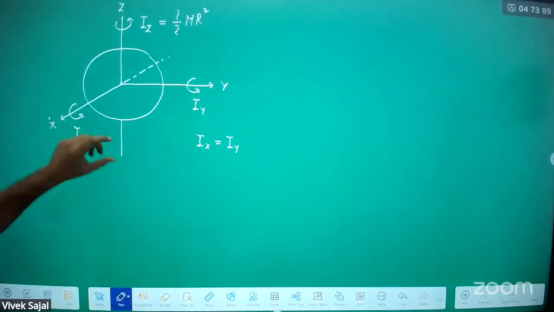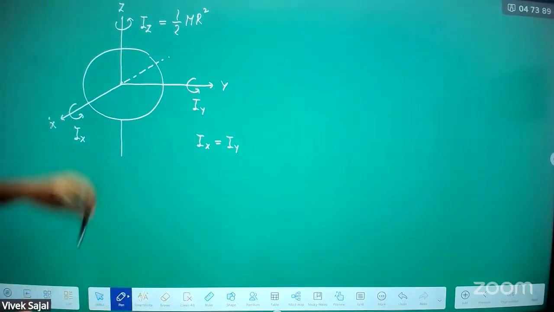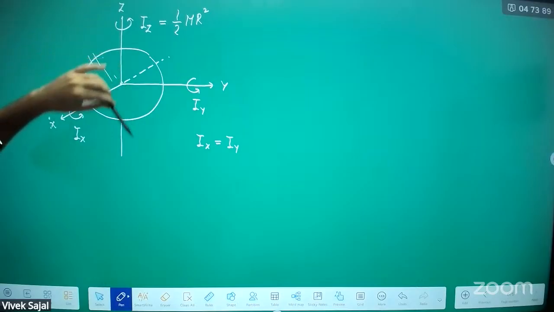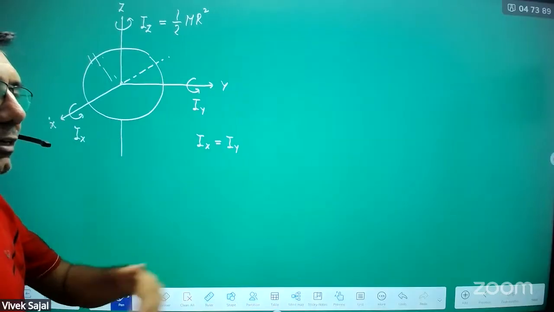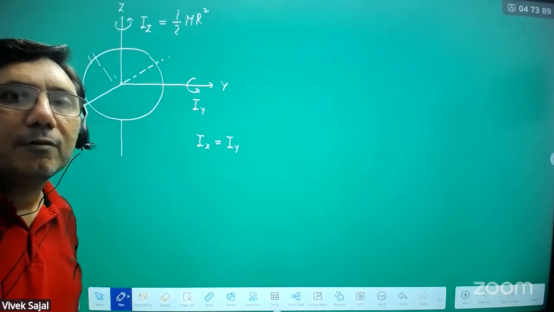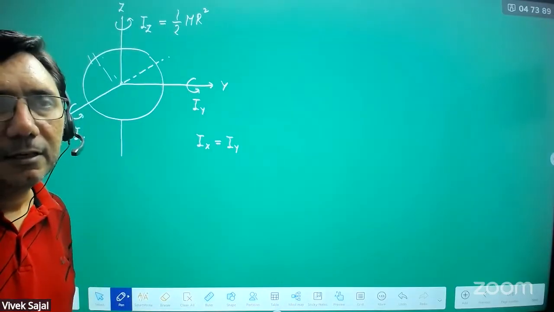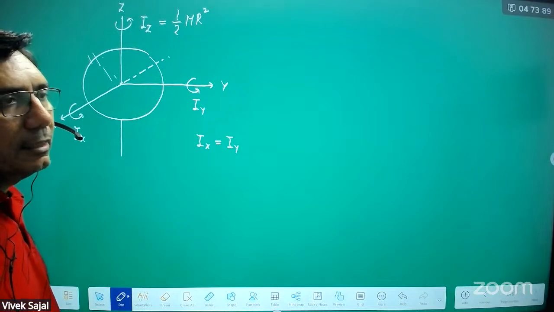Because if you rotate either about the x-axis or the y-axis or any other axis that is acting as a diameter of the disk, you are going to find on rotating about all these axes you will get the same type of structure, that is spherical, a sphere. So that's why they are equal. So Ix and Iy are equal.